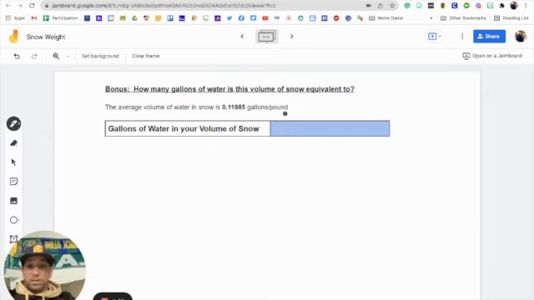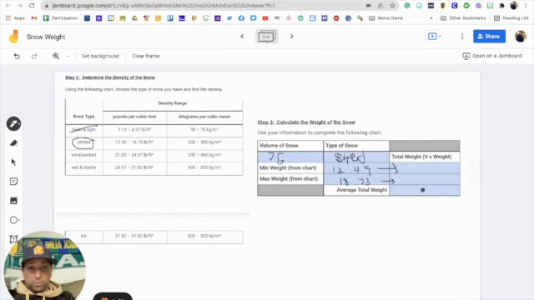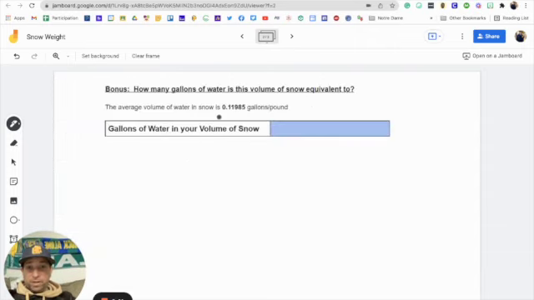Last and certainly not least, how many gallons of snow did you have? So you find your pounds, which was right here, whatever number you got for your average weight in pounds, you multiply that by this number and you will get your gallons.